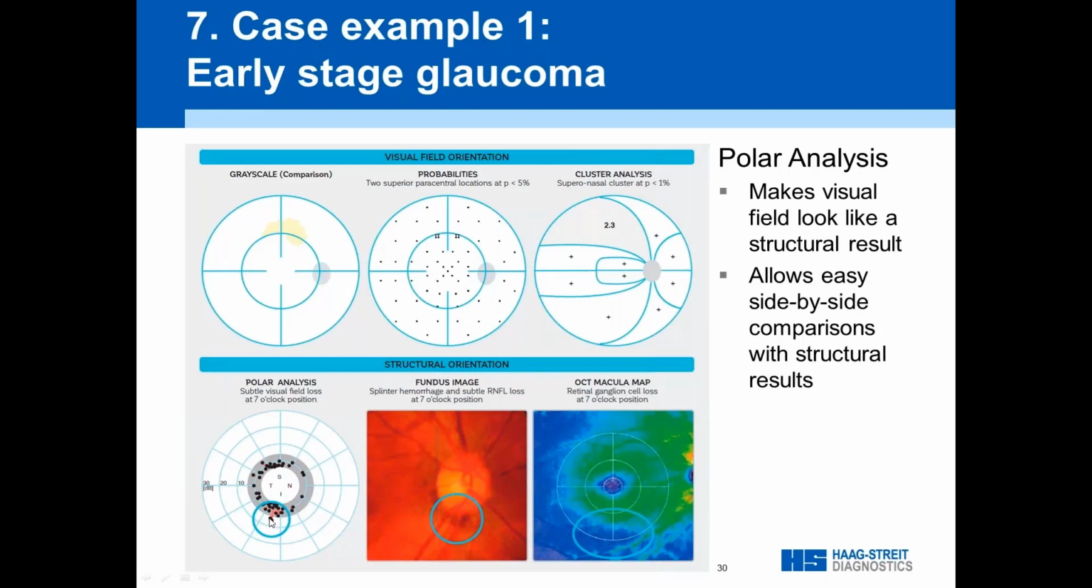It's that spike. You see that spike, it kind of tells you, okay, where should I look for structural defect? And that will be here at 7 o'clock position, or here in the macula map. And you find the correspondence, and obviously that's a very strong indicator of glaucoma.